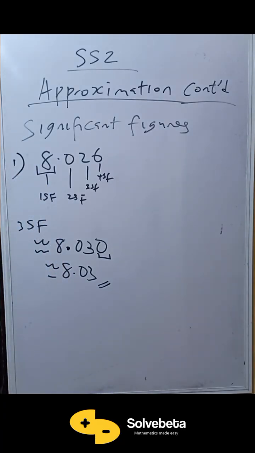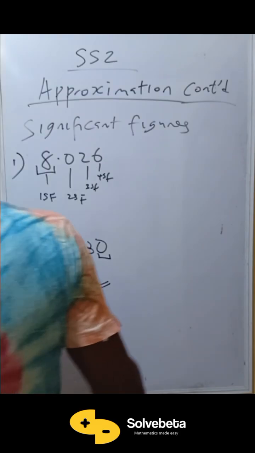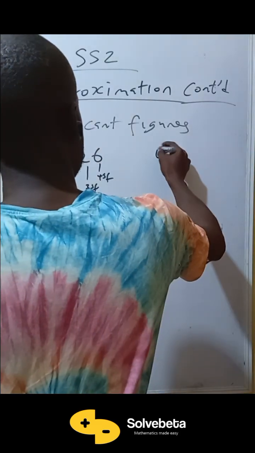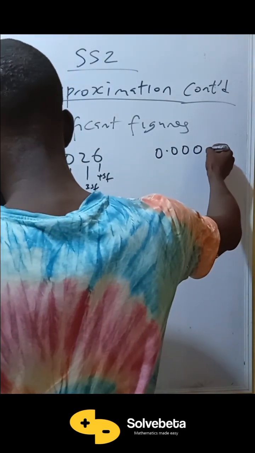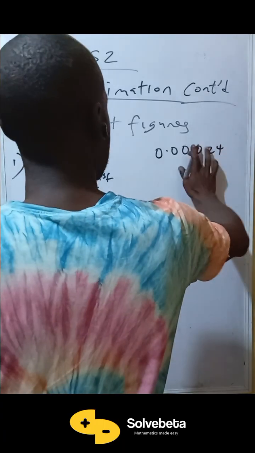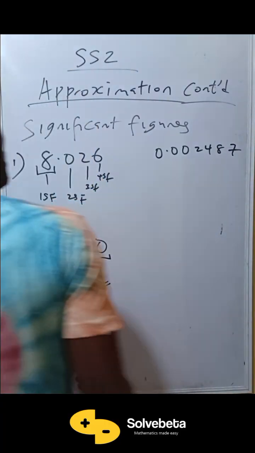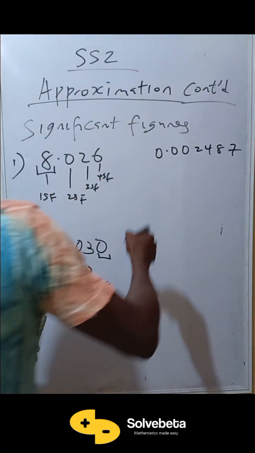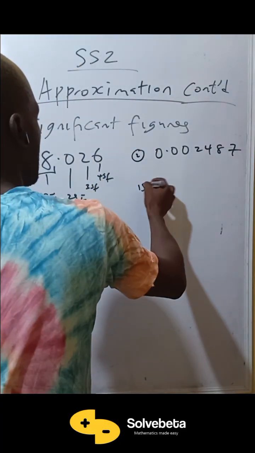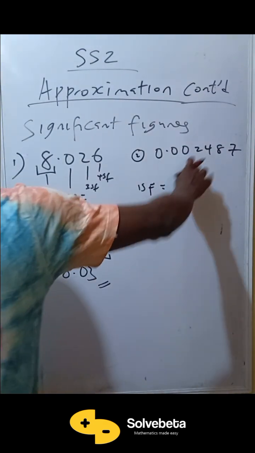Let me go to another example. Let me deal with decimals first. If you have this, 0.0002487, and you want to round this to one significant figure, the first significant figure is 2, the second significant figure is 4.